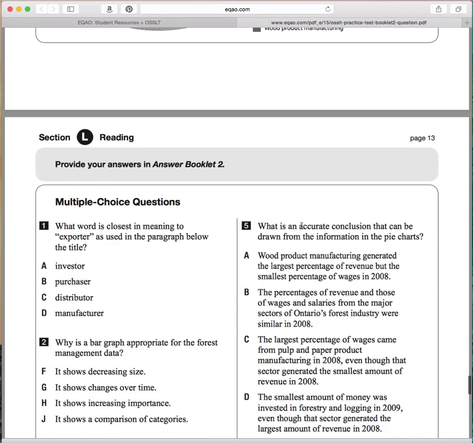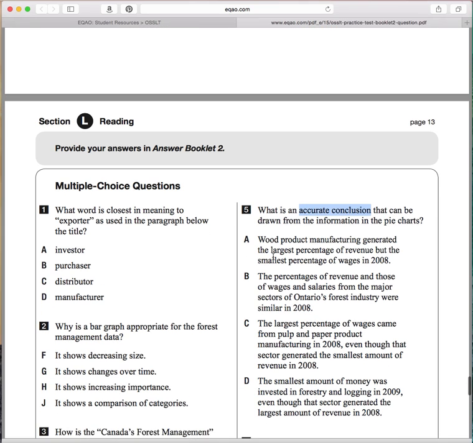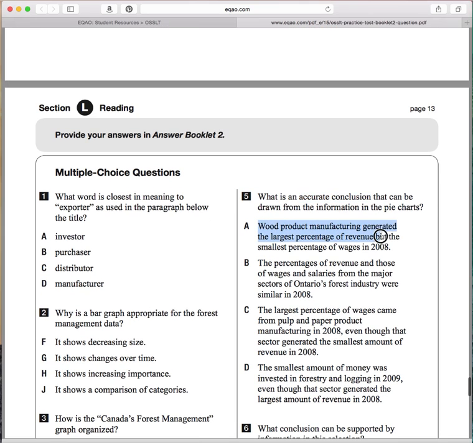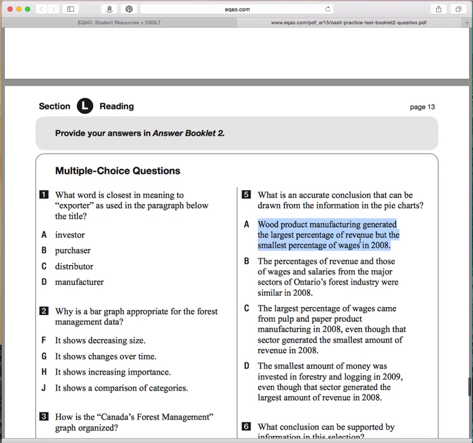Accurate conclusion. This is a higher level question because they're asking us to work together or make inferences based on what the author tells us. So option A, wood product manufacturing generated the largest percentage of revenue but the smallest percentage of wages. I know that this is incorrect because pulp and paper is the largest sector. Wood product manufacturing did not generate the largest revenue.